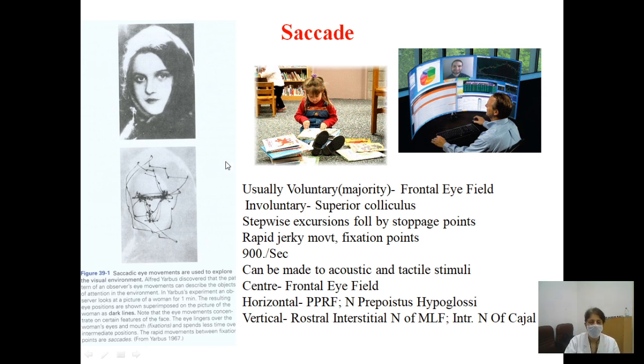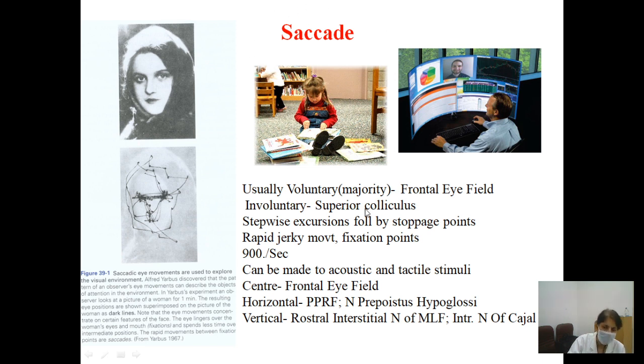Whenever you read anything or look at anything, as shown here, you execute what are known as saccades. When you look at a stationary object, you do not execute smooth movements; your eyes execute very rapid jerky movements followed by stoppage or pause points. For example, when the person is looking at this woman's face, first he looks at the eyes, executing rapid jerky movements followed by stoppage points. These constitute saccades.